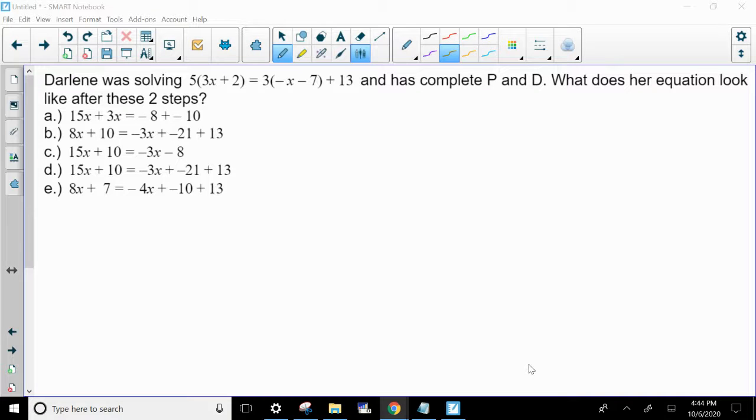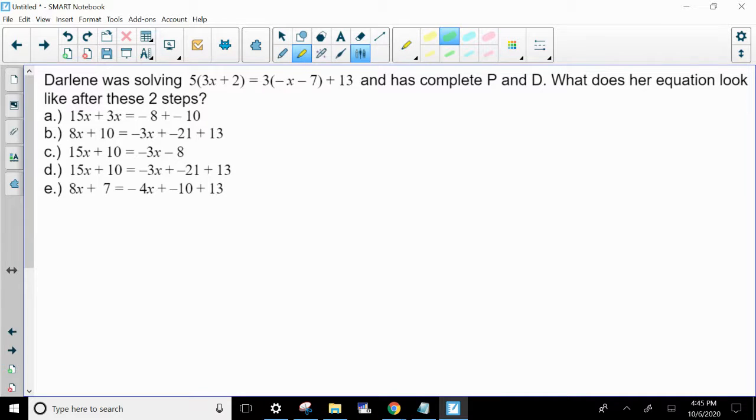All right, so Darlene was solving 5(3x + 2) = 3(-x - 7) + 13 and has completed P and D. What does her equation look like after these two steps?